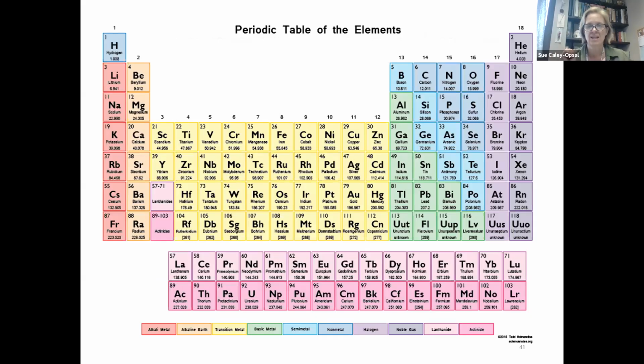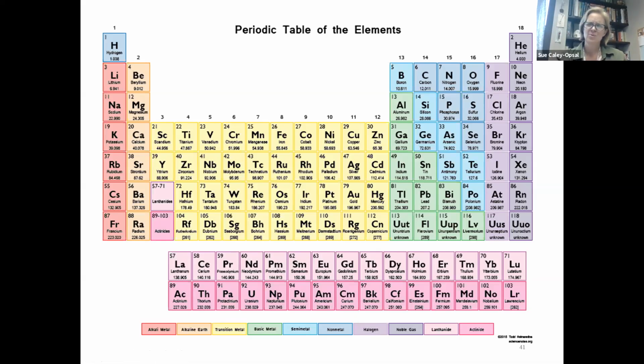Here's the periodic table. See if you can find an element that has a full outer or third orbital. 8 plus 8 is 16, plus 2 is 18. So did you find element number 18 on the periodic chart? This number in the upper left-hand corner is the atomic number.